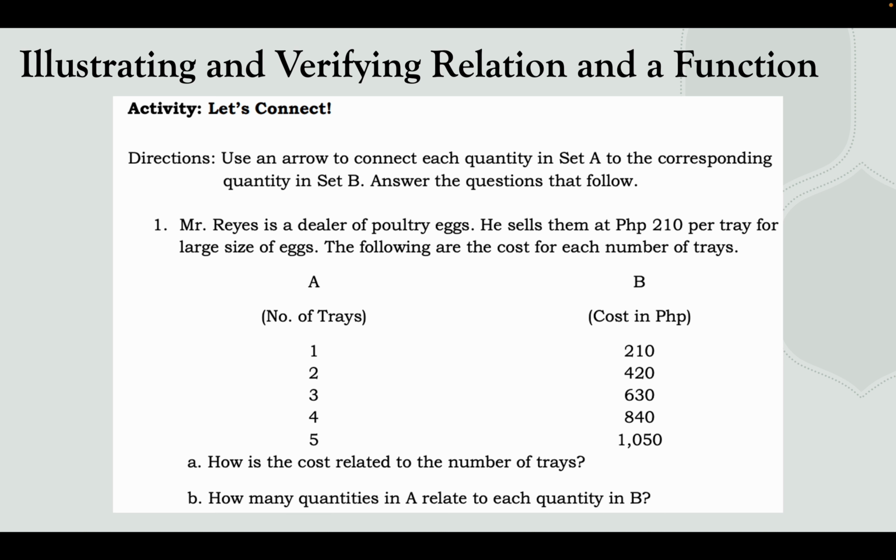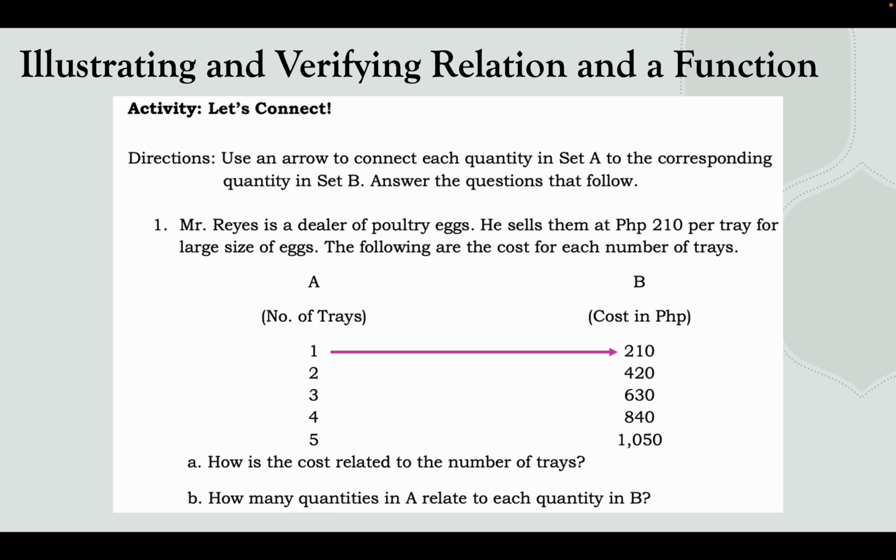So question number 1, we have Mr. Reyes is a dealer of poultry eggs. He sells them at 210 pesos per tray for the large size of eggs. The following are the cost of each number of trays. Now, in one tray, the cost will be 210 pesos. So let's connect that one from set A to set B.